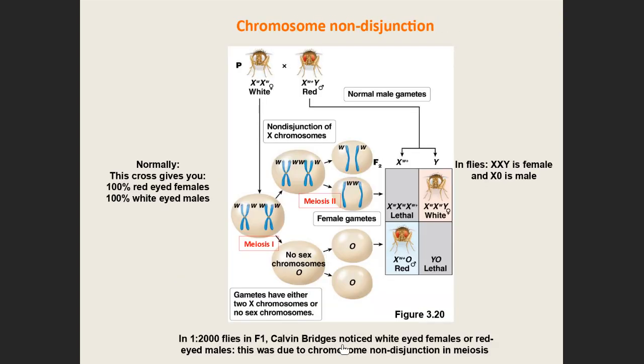Well, very rarely, Calvin Bridges noticed in this cross that in fact he had white-eyed females and red-eyed males at the same frequency. How can that be? It's not supposed to happen. Well, this was due to chromosome non-disjunction in meiosis. So I'm going to explain to you how that works.